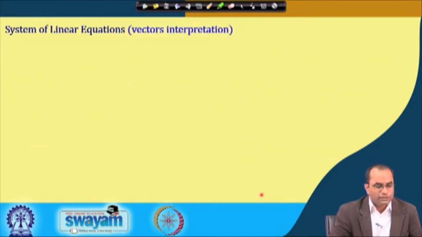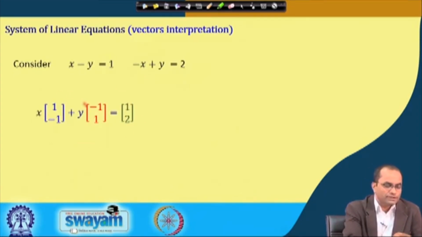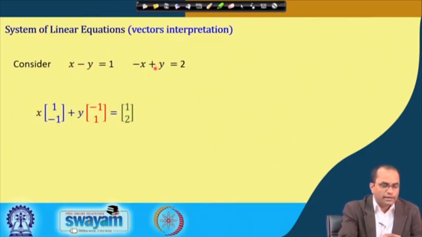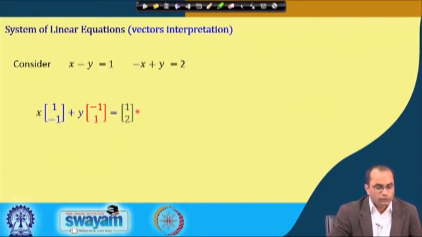So, now coming to the next interpretation, which we call the vectors interpretation. We can again rewrite the system of equations in the vectors form. So, x is multiplied by (1, minus 1), and y is multiplied by (minus 1, 1), and the right hand side vector is (1, 2).